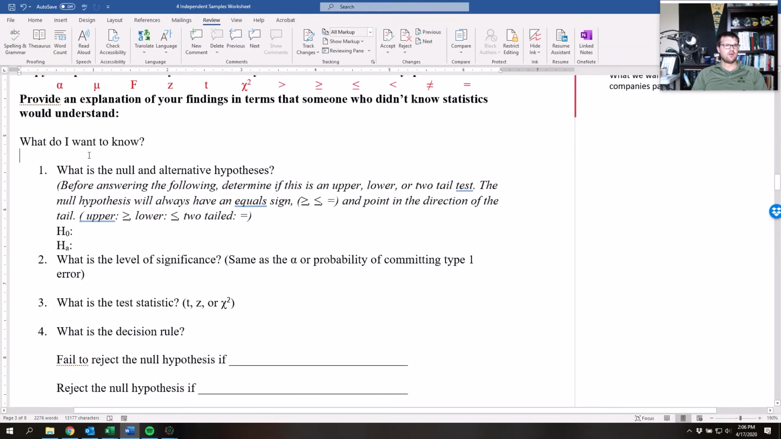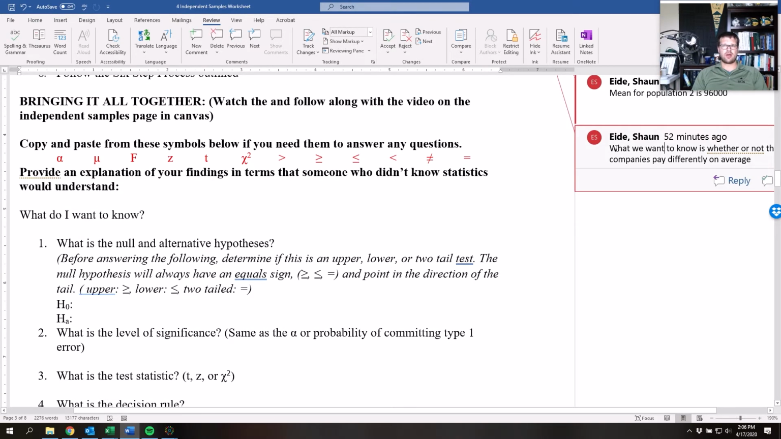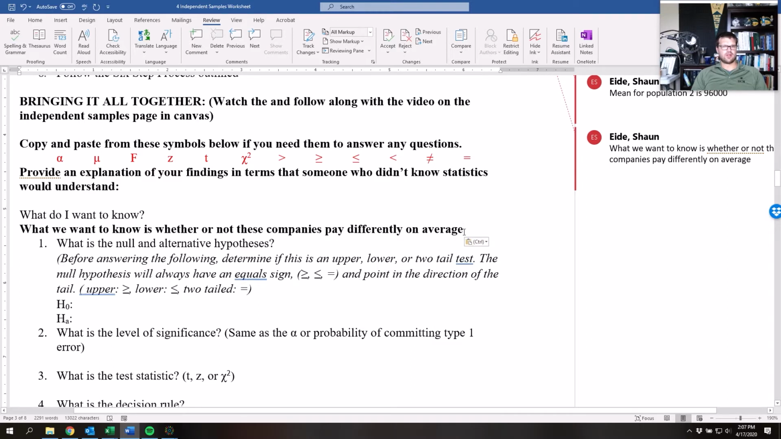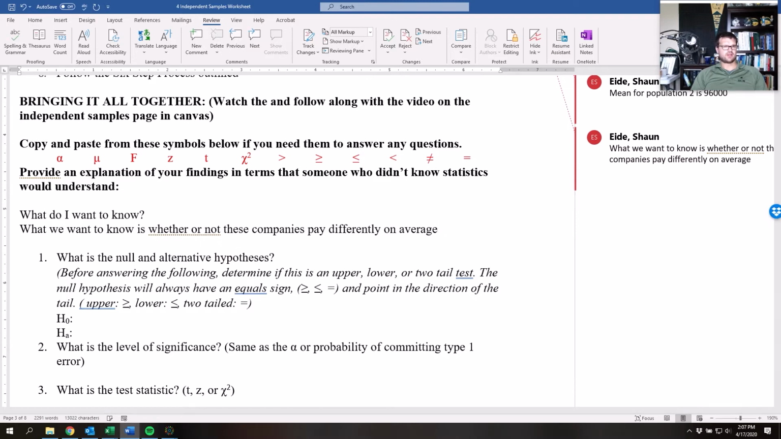Okay, first of all, what is it that I want to know? I already wrote this out. We want to know whether or not the companies pay different on average. Okay, so we're going to put that right there. Okay, next, what is the null and alternative hypothesis?